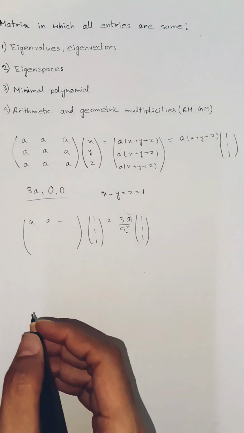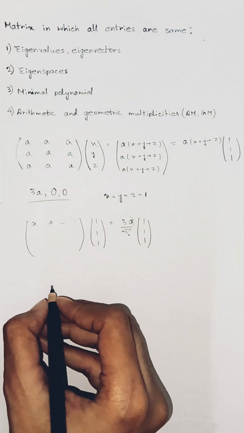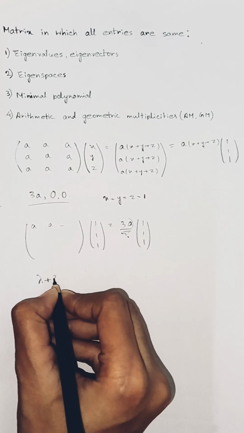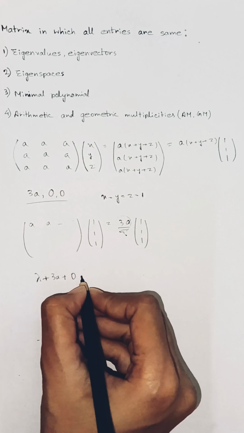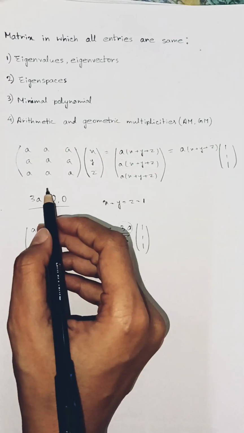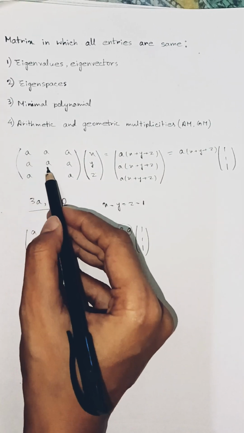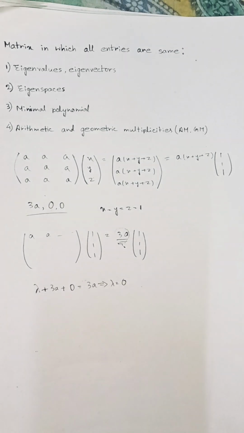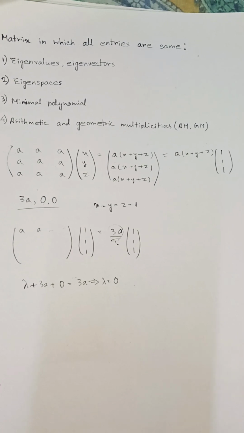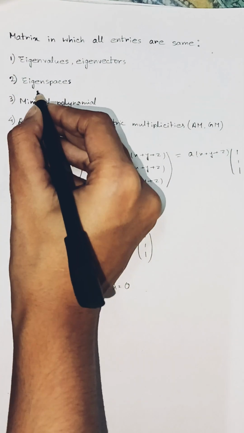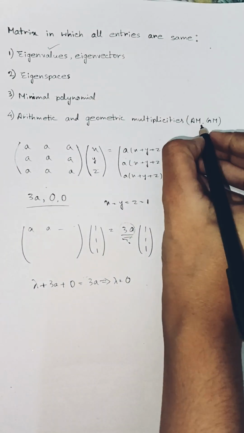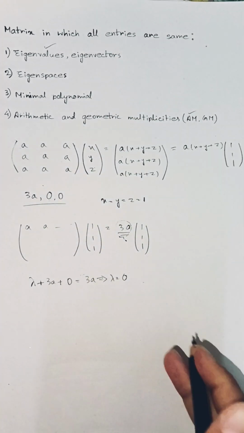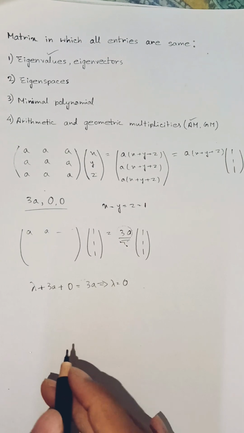Now come to that question, why is the third eigenvalue also 0? Well, it is quite easy. If the third eigenvalue is lambda, then lambda plus 3a plus 0 will be the trace of this matrix. Trace of this matrix is what? 3a. So lambda must be 0. So we have found the eigenvalues and their AMs, and the eigenvector corresponding to 3a. Now we have to find the eigenvector corresponding to 0.